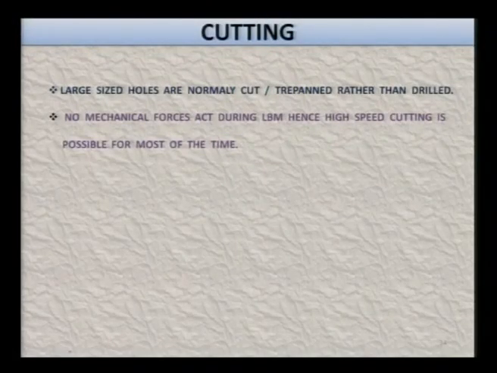So, there are no mechanical forces acting on the workpiece during the machining process with the help of laser beam, hence high speed of cutting is possible for most of the cases and for most of the time. Invariably the machines available have the CNC feature, computer numerical control feature, so that you can program the movement of the beam along the periphery to be cut or machined, and it can be done at a much faster rate than what you do by conventional processes.